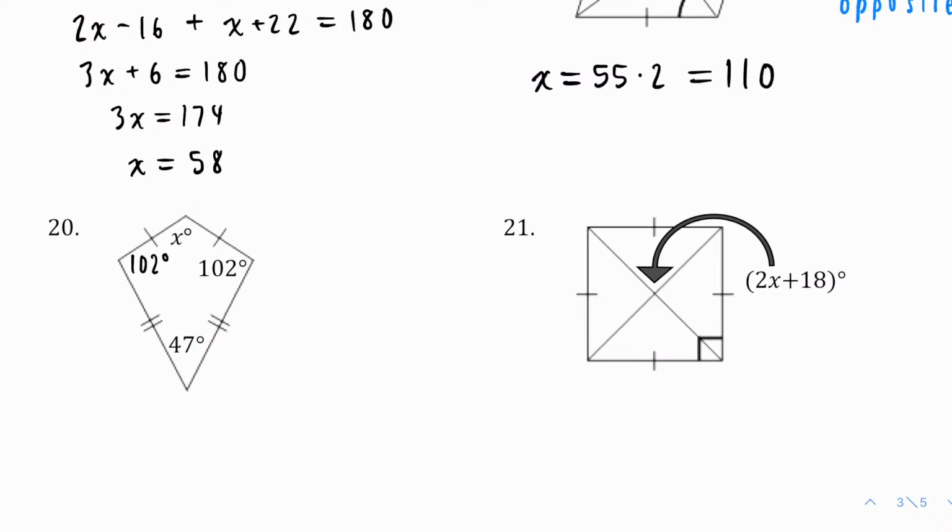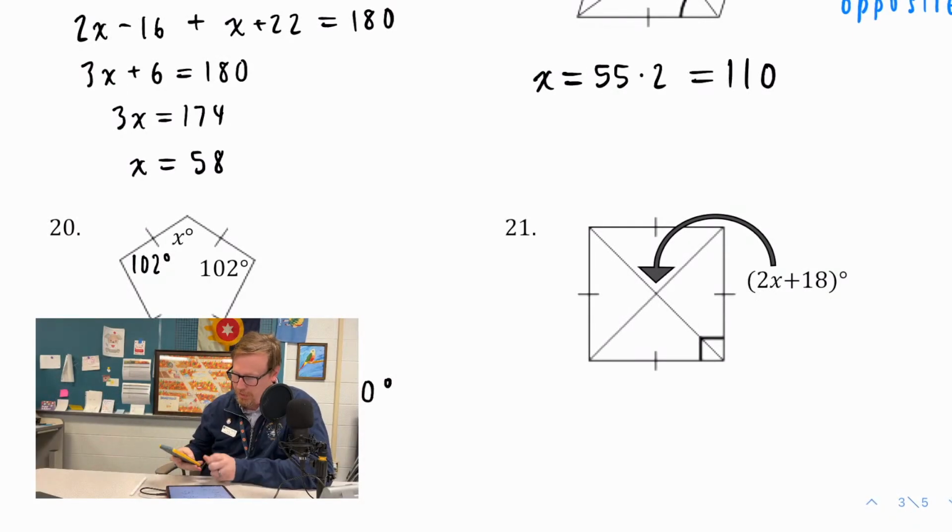And just like that, we only have one unknown angle. So x plus 102 plus 47 plus another 102 equals, it's a quadrilateral, so they all add up to 360. So I'm just going to get out my calculator real quick, and I'm going to do 360 minus 102 minus 47 minus 102, and I get 109.